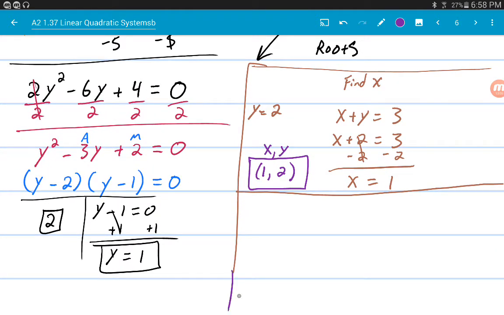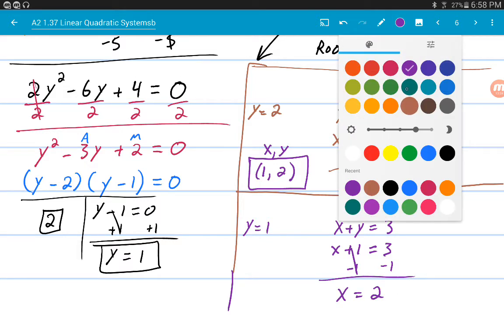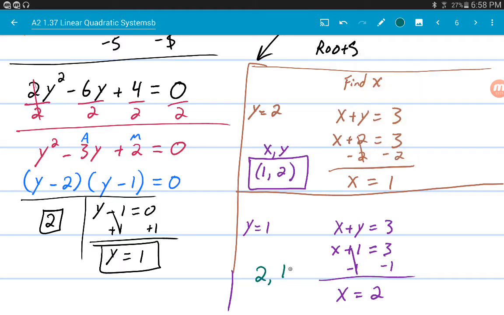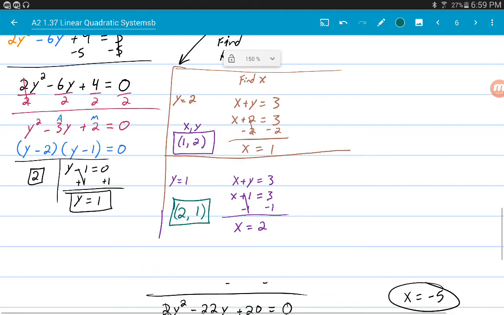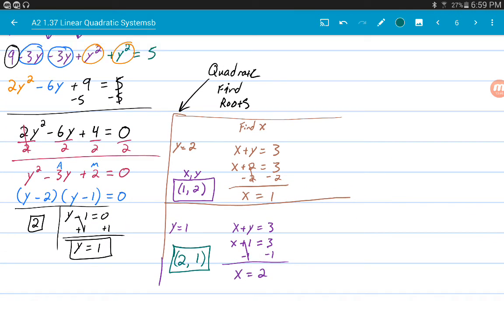The other one, when y equals 1, we have the equation x plus y equals 3. X plus 1 equals 3. Minus 1 minus 1. And x equals 2. So my other point is going to be 2 comma 1. Those are the two intersection points between these two equations, these two functions. If I graph them, you could see that those 2 points are the points at which they hit.